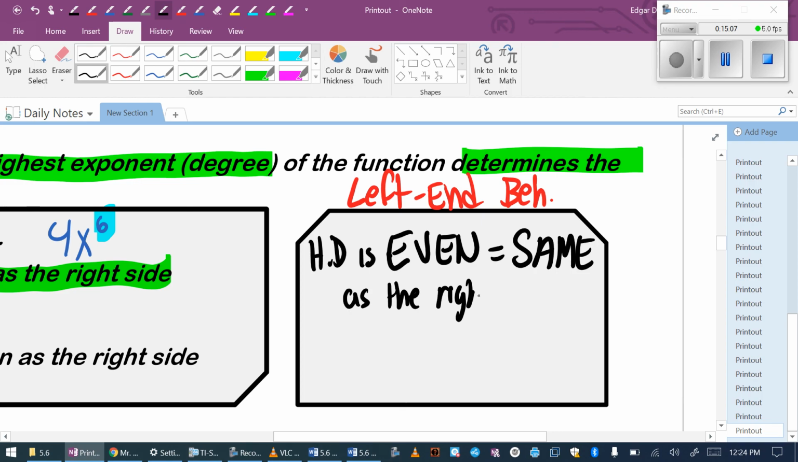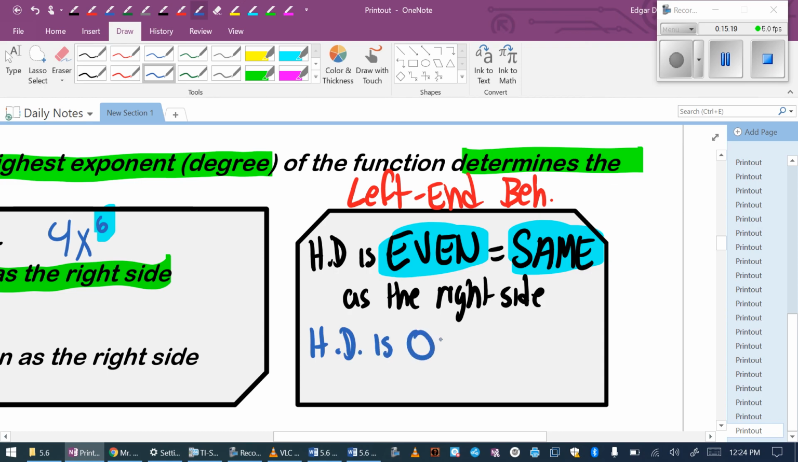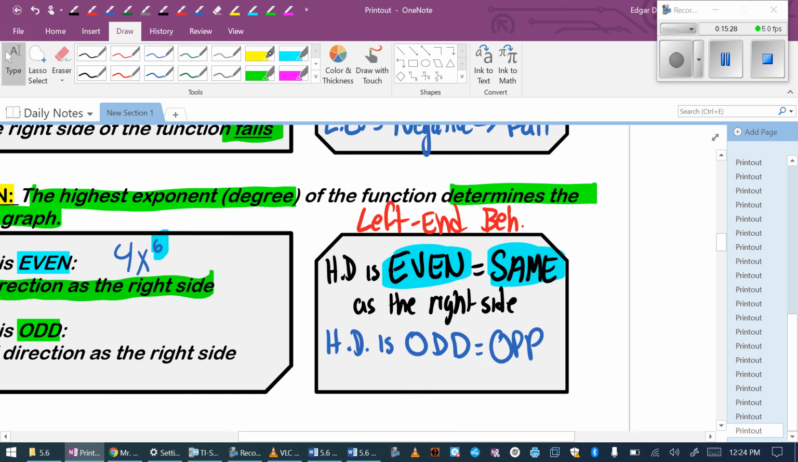So whatever the right side did, you're going to have to do the exact same thing. So same if it's even. Now, what happens if it's not even? What happens if it's odd? If the highest degree is odd, then you're going to have to do the opposite. I'm going to abbreviate that with OPP. We're going to do the opposite. So if the highest degree is odd, then we're going to do the opposite of whatever we did on the right side.